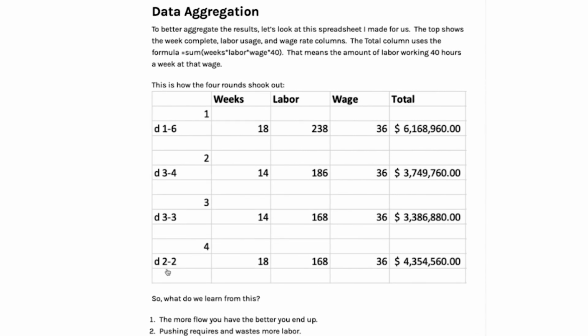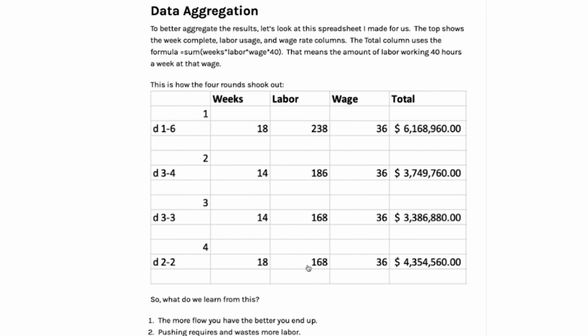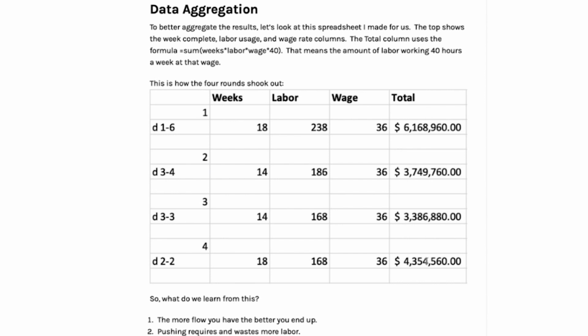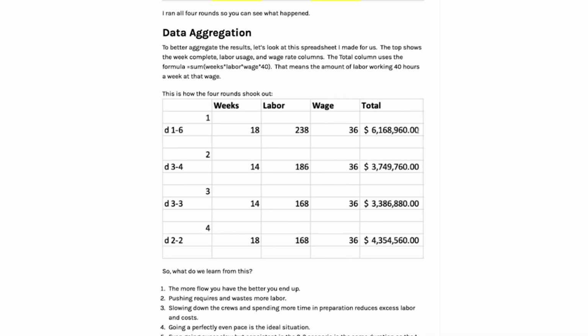When we did the unrealistic 2 to 2, which is way slow, we finished in week 18 with 168 with 4.3 million. So what I take from this data aggregation is that even if we did the silly thing, which we would never do, if going really slow, you still finish in the same amount of time and it's still cheaper, and adding more people does not get the project done faster. It just costs you more money because you have workers waiting on work standing around. More people does not equal more productivity.